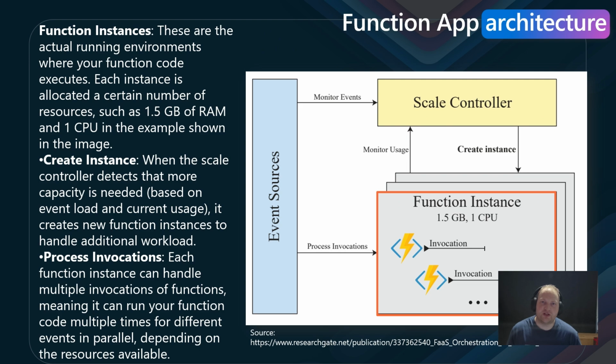Finally, we've got our function instances. These are the actual environments that are running your function code. Each instance is allocated a certain amount of resources, such as 1.5 gigabytes of RAM and 1 CPU, in an example. When the scale controller detects that more capacity is needed, based on the event load and current usage, it creates a new function instance to handle that additional workload. Each function instance can handle multiple invocations of functions, meaning it can run your function code multiple times for different events in parallel, depending on the resources available.